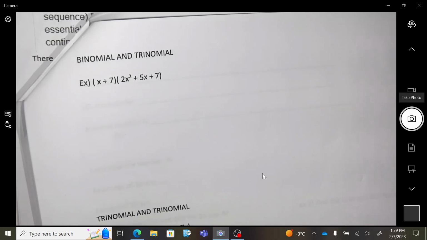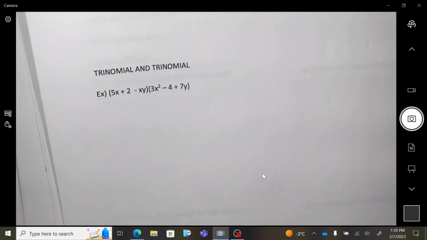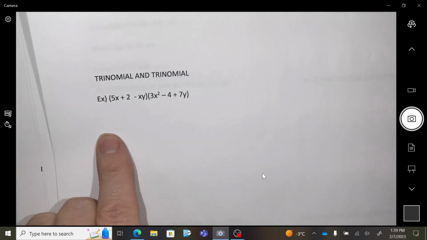Okay, this one is a binomial times a trinomial. Does anybody have an idea of how many terms will come out of it? 6. You have 2 units and 3 units, it ends up being 6. What do you think on the last question we're going to do? It's 6. 7. It's 9. 9. There will be 9. Oh, it's because there's 3 terms and 3 terms.